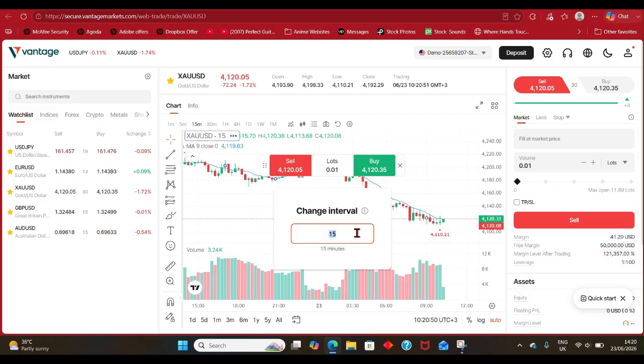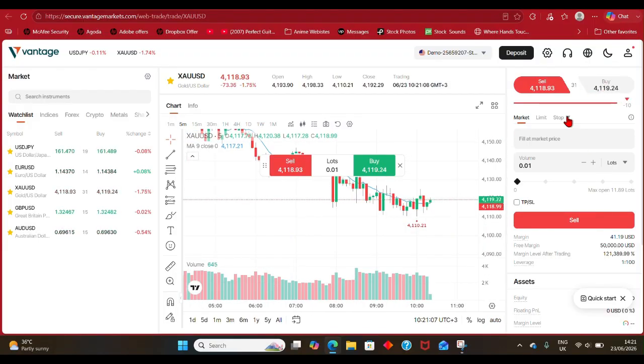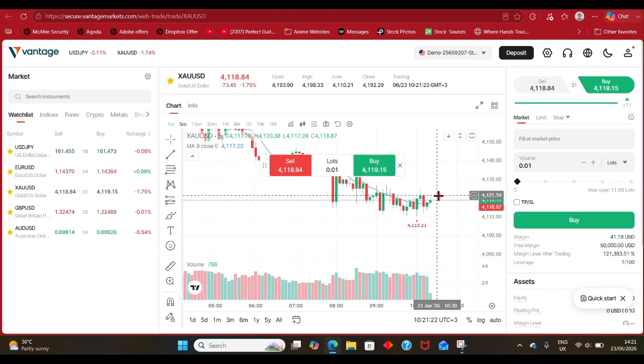So here we can change the interval, select the interval that you want. And then here we have the ticker in which we can buy or sell. So go ahead and pick which one that you would like. Fill out market price. So that means that your order will be placed at the current level or the closest possible position that it can be put.